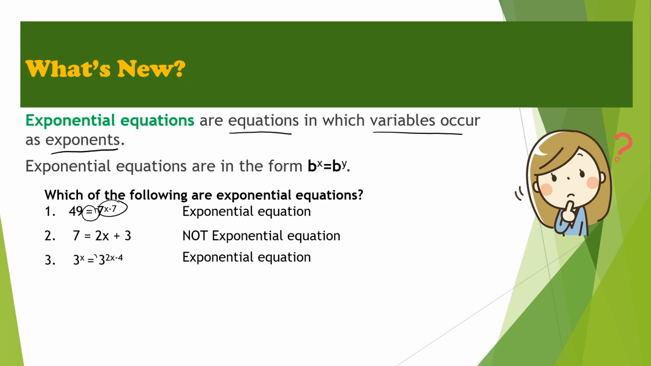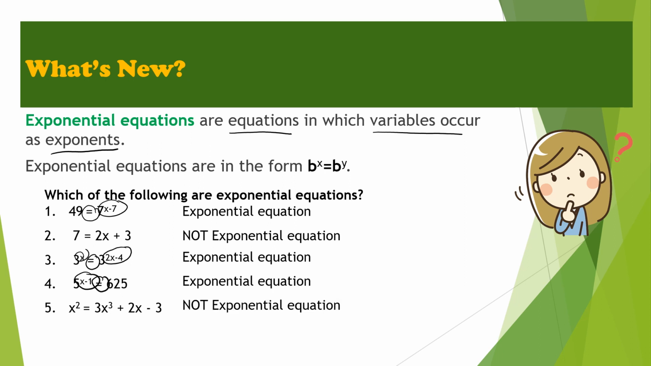It is an equation with variables in the exponent. Number 4, is this an exponential equation? Yes. Why? Because it is an equation with variables in the exponent. Number 5. How about number 5? Is this an exponential equation? No. Why? Because there is no variable in the exponent.